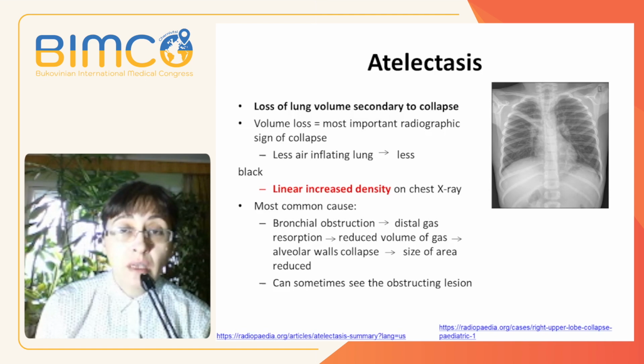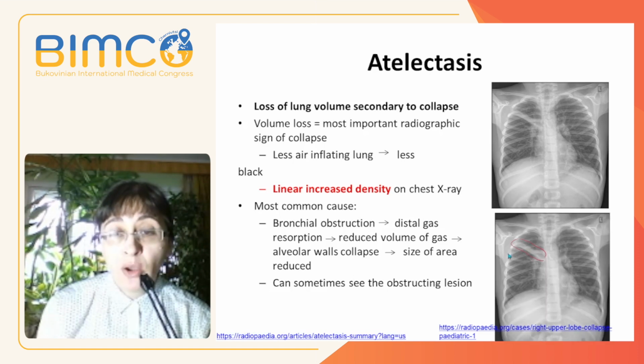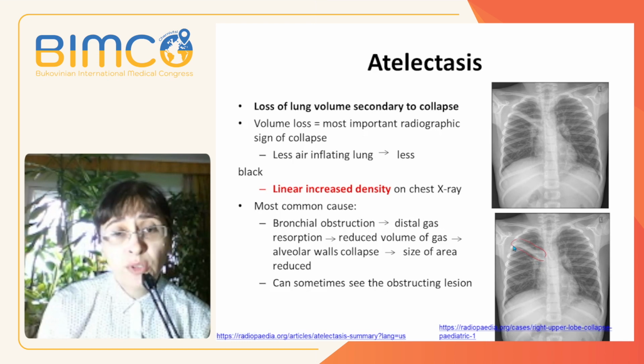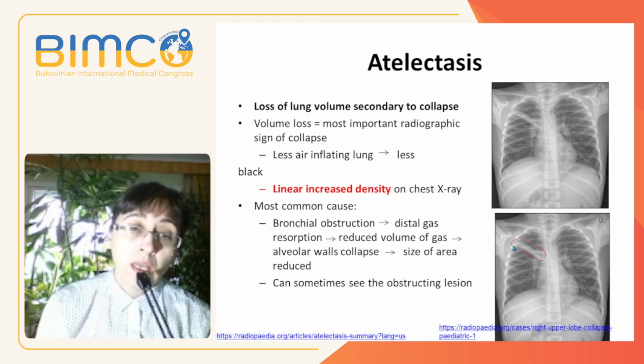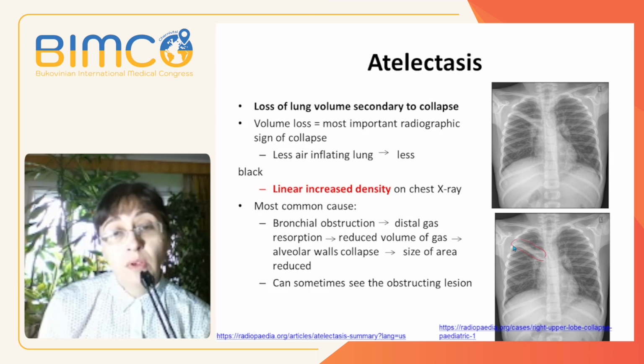Other changes are atelectasis. It is a loss of lung volume secondary to collapse, and you may observe this lung atelectasis as a linear increased density on a chest X-ray. The most common cause of atelectasis is bronchial obstruction with loss of air-filled areas and reduced aeration. Sometimes we may observe obstructing lesions.